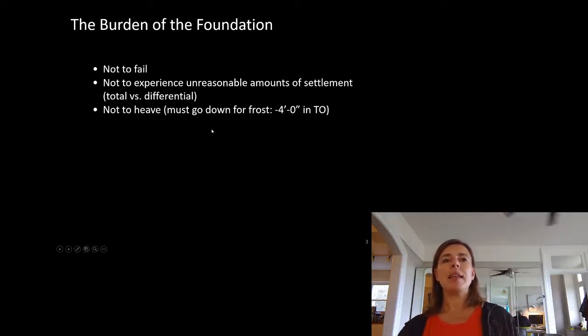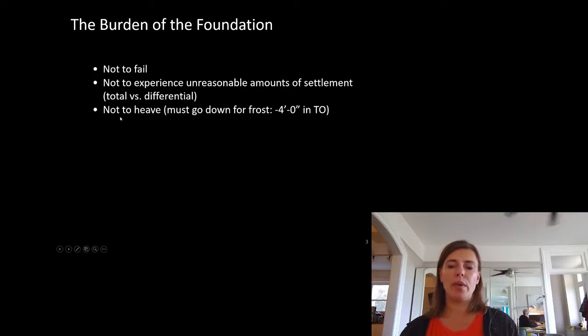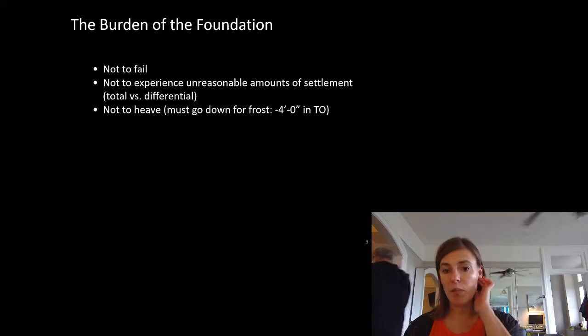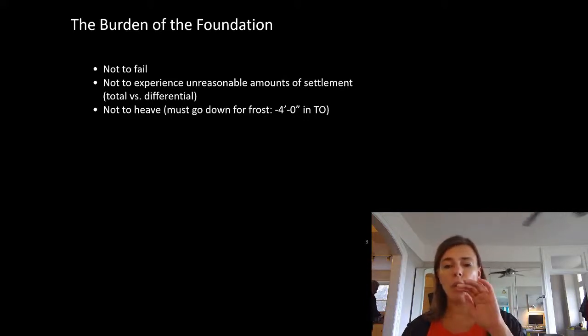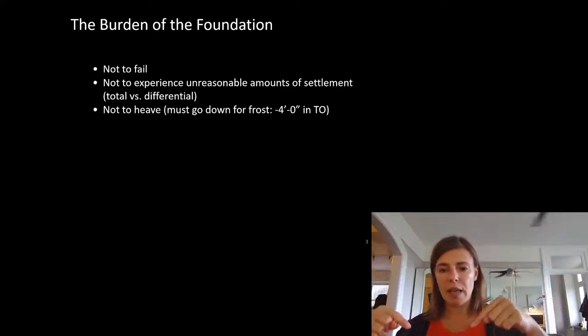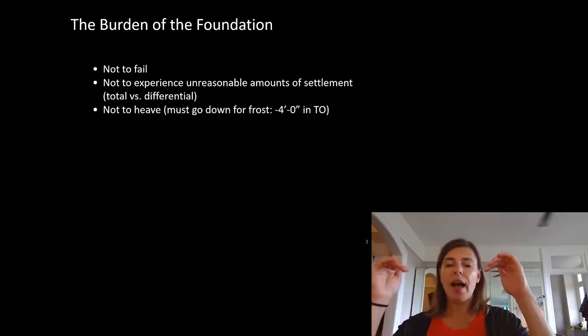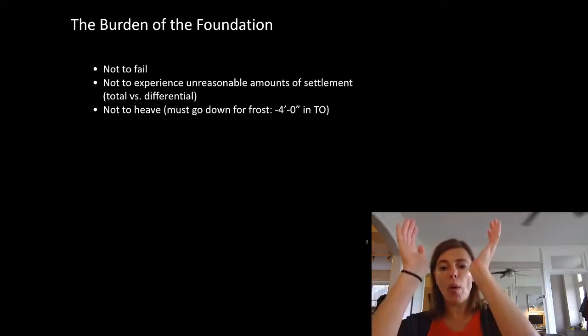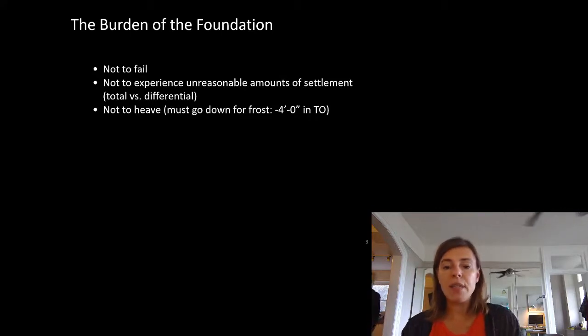And then one of the other things we worry about is that it needs to not heave. And that means in Toronto and most of Southern Ontario, we have to take our foundations 4 feet below grade. If we go 4 feet below grade, we've eliminated the possibility of freezing, because water doesn't freeze below 4 feet below grade in our climate. So the water below our foundation won't freeze, because what happens when water freezes? It expands. And if it expands, it hoists up our foundation, or it heaves our foundation.